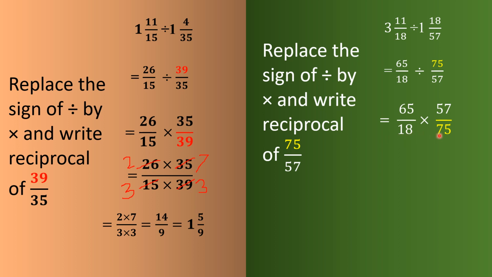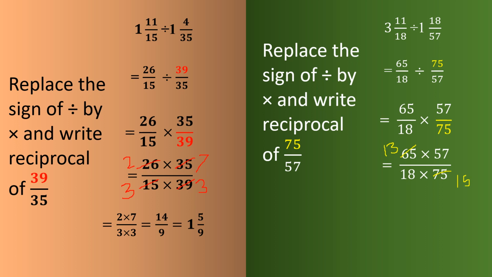Now we can solve it easily because it is multiplication of fractions. 65 multiply 57 by 18 multiply 75. And how will we simplify? Very easy. The common factor of 65 and 75 is 5. So 5 ones are 5. 5 threes are 15. And here 5 ones are 5. 5 fives are 25. Try to do it orally.